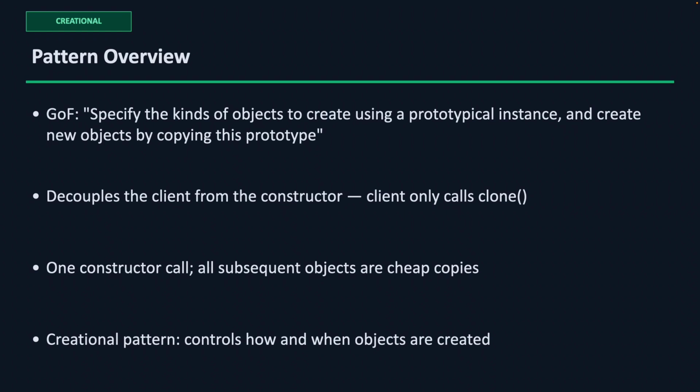The pattern lives in the creational category because its primary purpose is controlling object creation. Specifically, it decouples the client from the constructor. The client doesn't need to know the class name, the full argument list, or the initialization logic. It just calls the clone method.